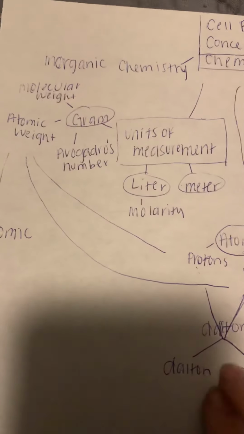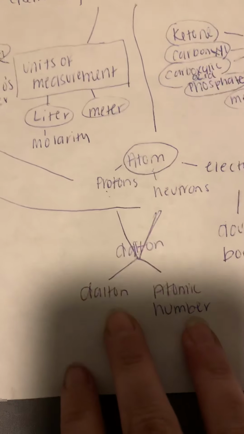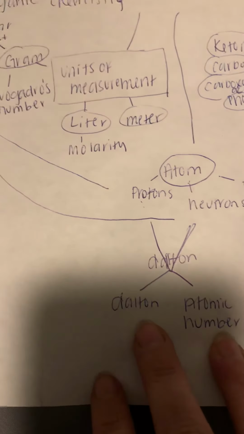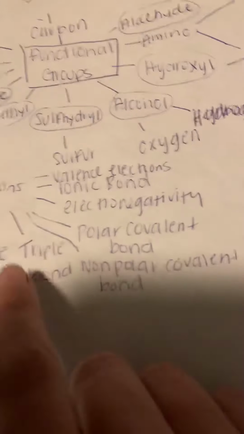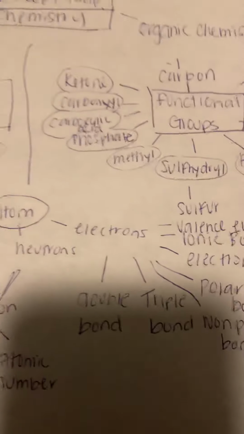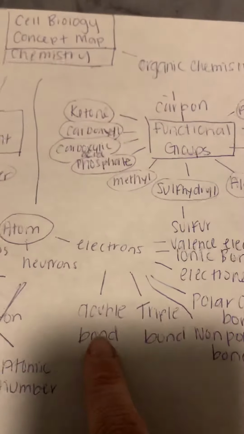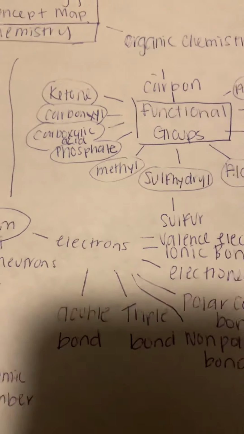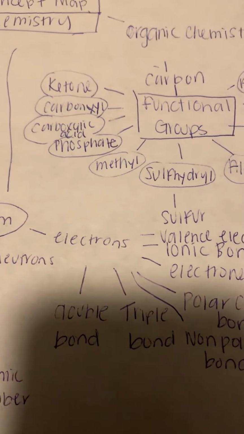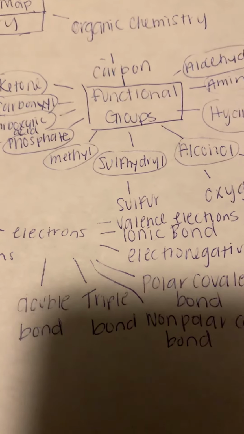So protons and neutrons are what make up Dalton, which is the SI unit of weight, and the atomic number of an atom. And then electrons are really what bonds all molecules. So we have a double bond and a triple bond, and the double bond is sharing of 4 total electrons between 2 atoms. A triple bond is 6 sharing electrons between 2 atoms.